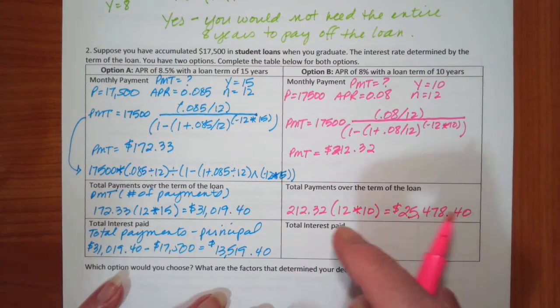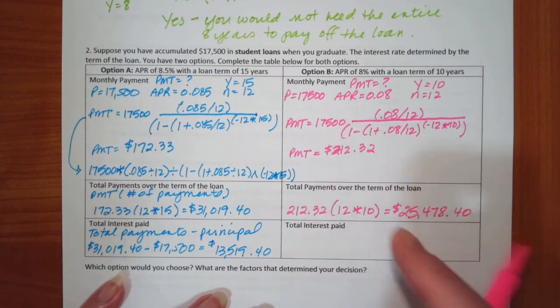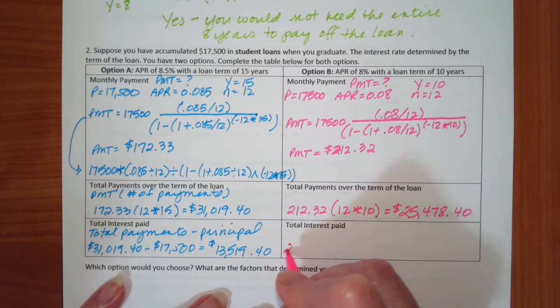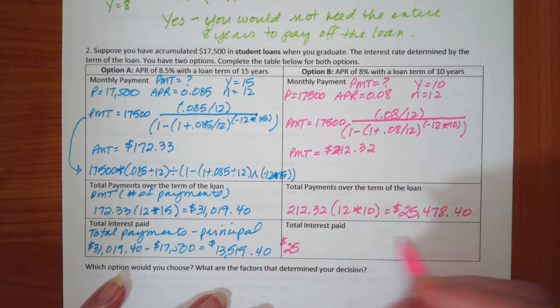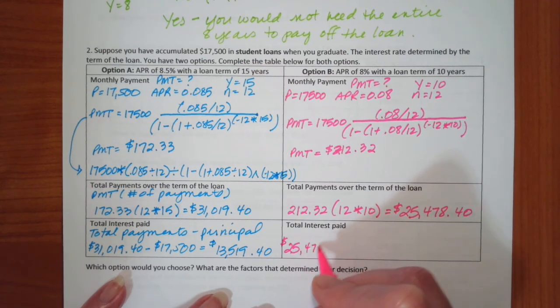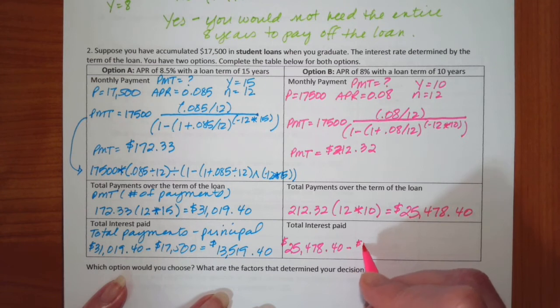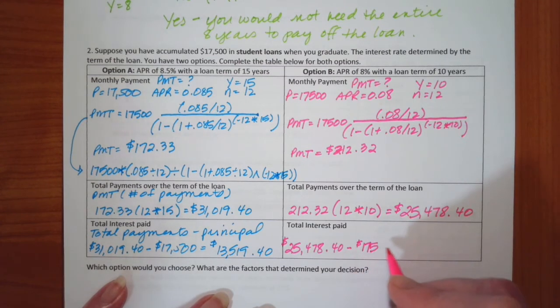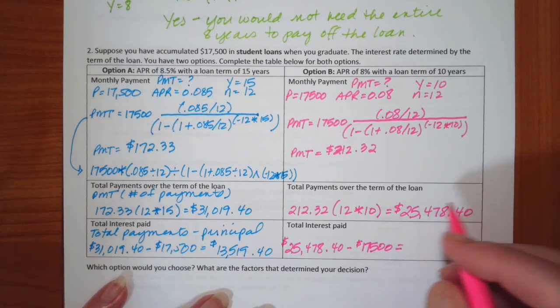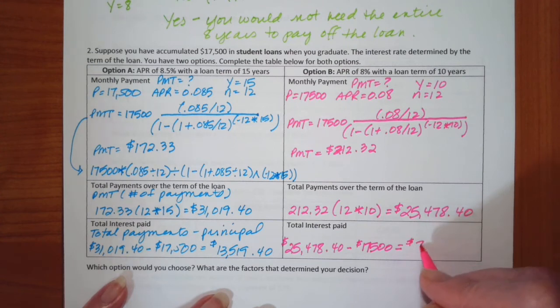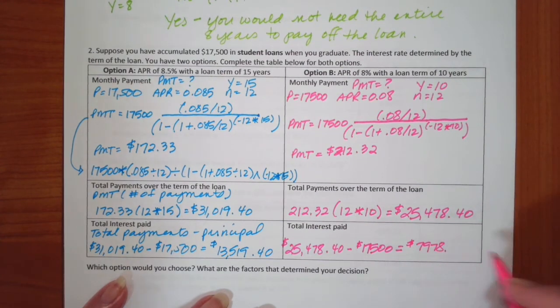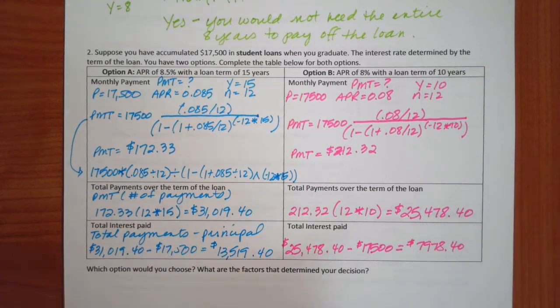So the total interest paid will be the total payments minus the principal. So this will be $25,478.40 minus $17,500, which gives me $7,978.40. I may have done that one.